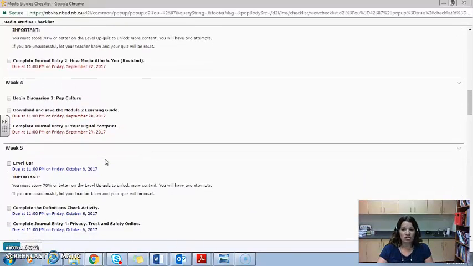The checklist is just to make the pace of the class manageable. If you're not up to where the checklist is, it doesn't mean you need to panic, but just try to keep as close to the checklist as possible, and that will make this class feel not so overwhelming at times.